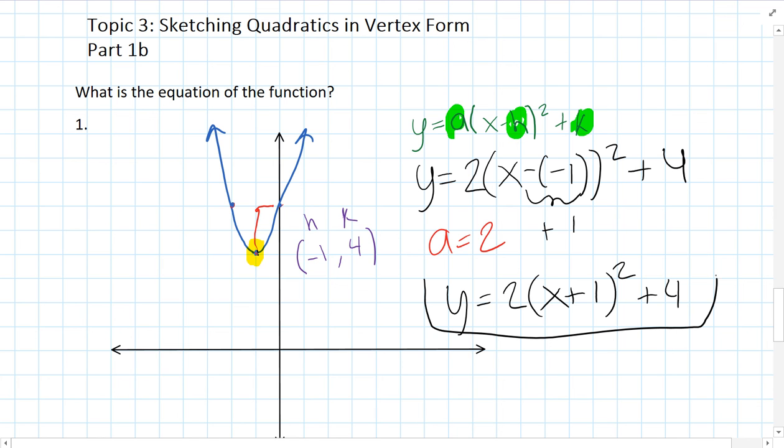And you can see from what we did last time that my h value in here is the opposite of my point, and my k value here is the same as my point. Let's do one more example, and then we're going to do a word problem.